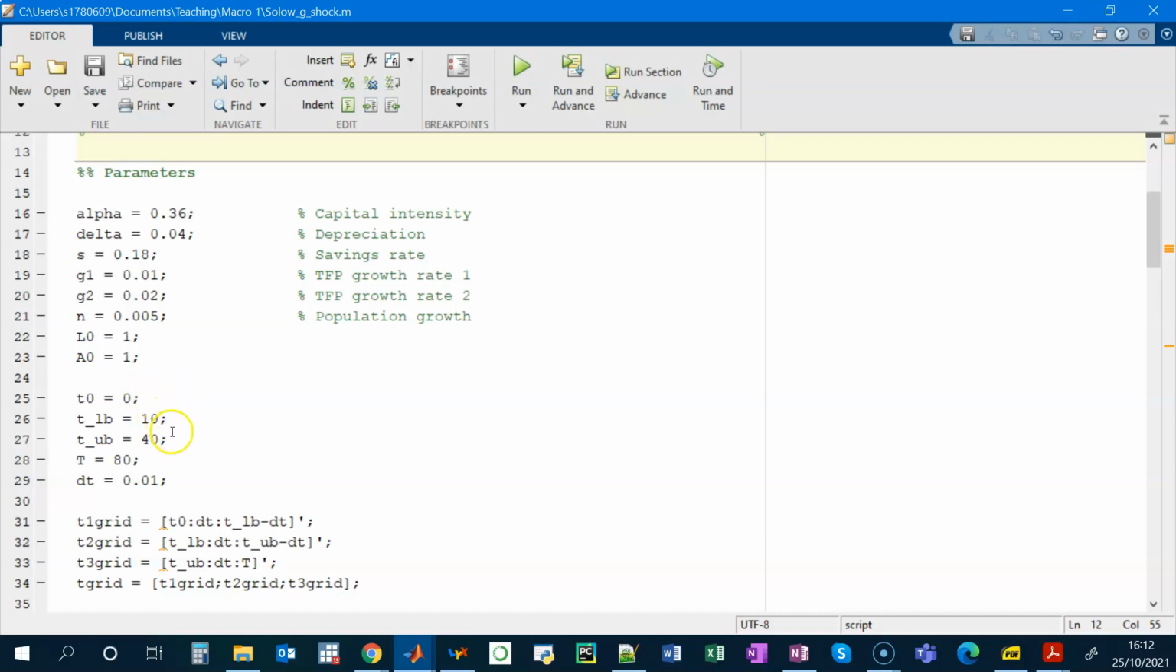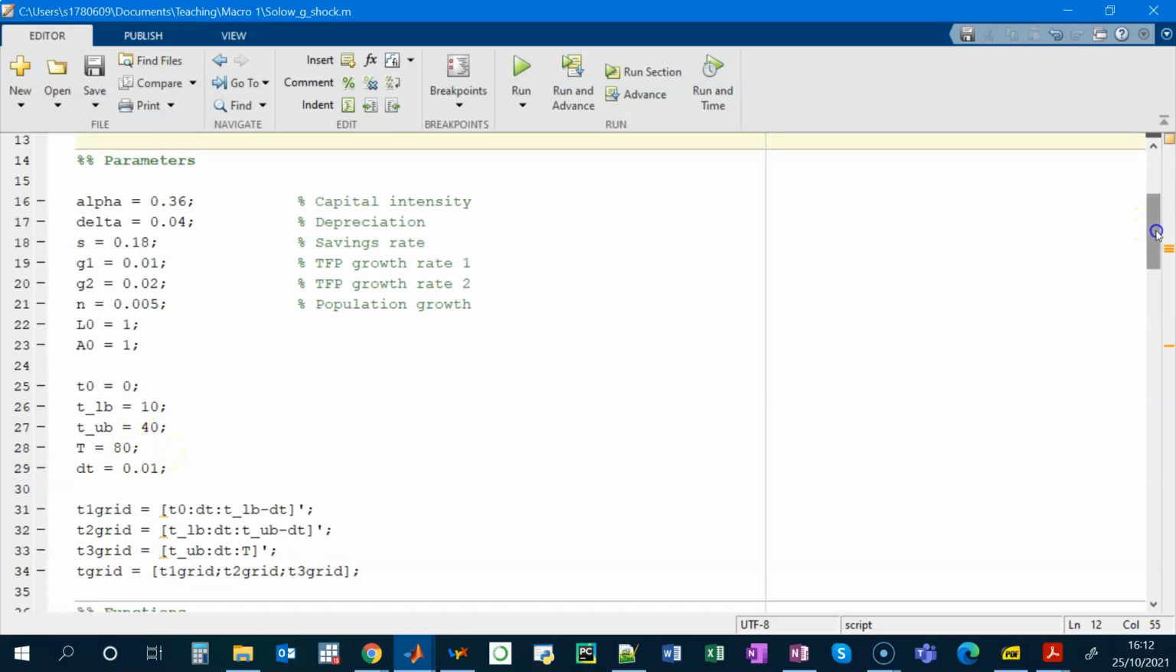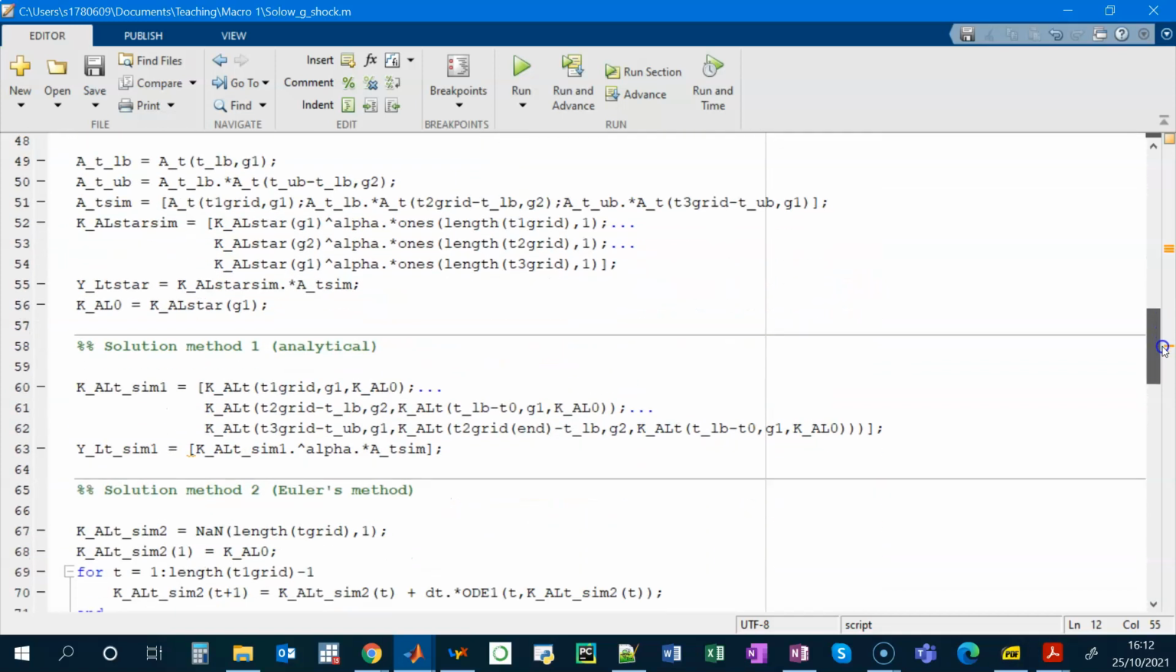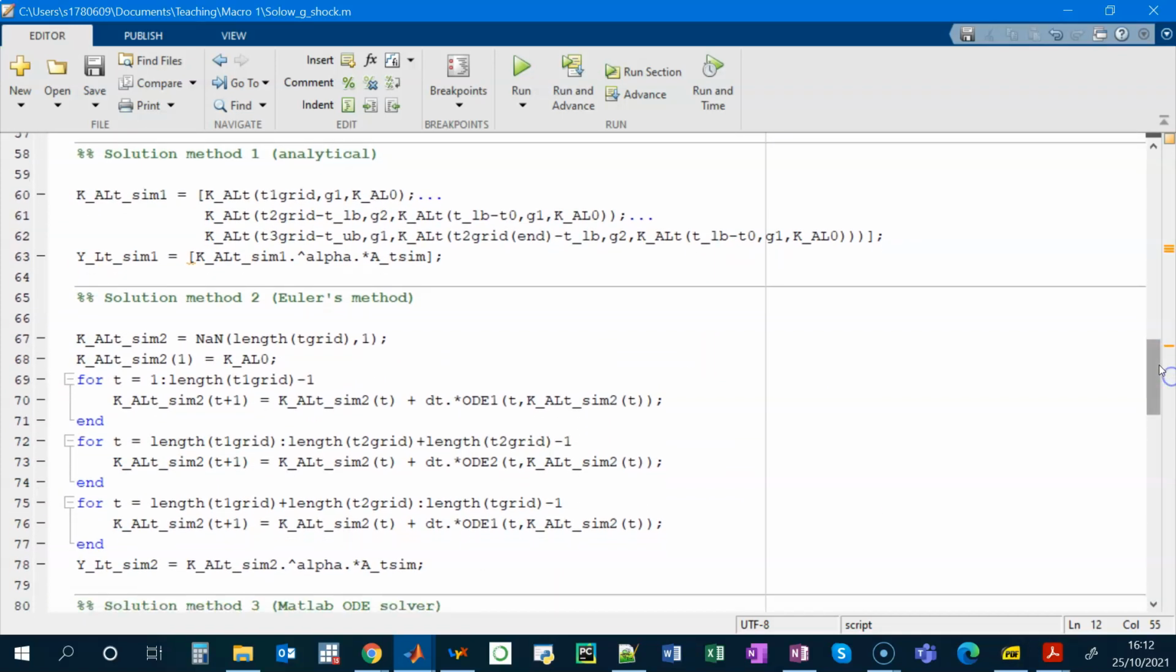And I'm going to calculate the capital stock and the output per worker at every point from T equals 0 to T equals capital T here. So this program contains three different ways to solve it. If I skip down to them here, the first one is just the analytical solution, plugging the appropriate variables and the appropriate parameter values into the formula that we derived in the previous video.